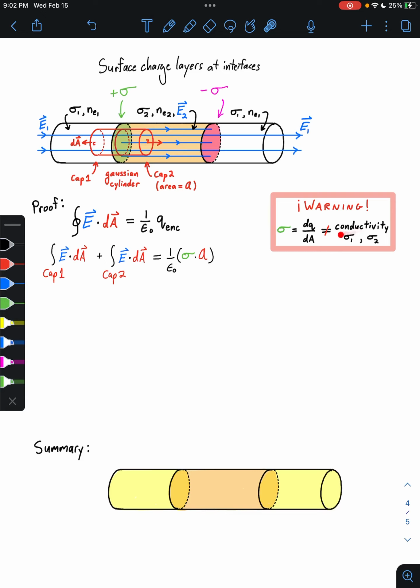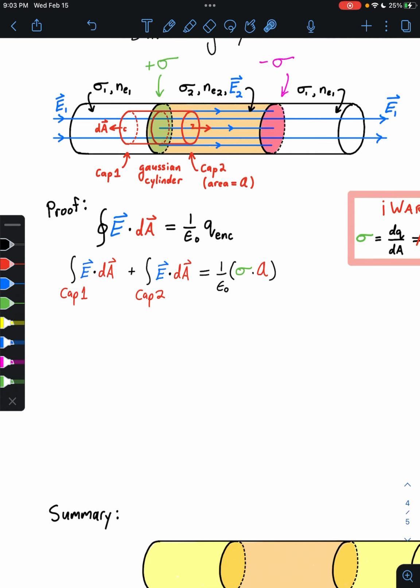Surface charge density from conductivity. So the green sigma will be our charge per unit area on this interface layer, and the black sigma 1 and sigma 2 will be the conductivities of the two materials.